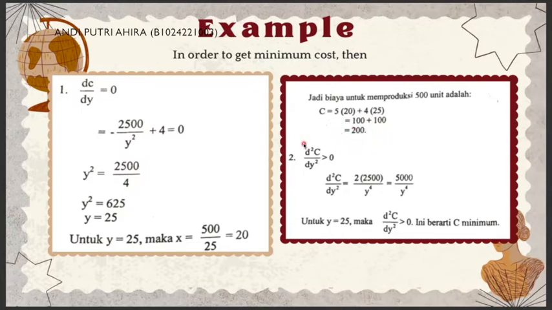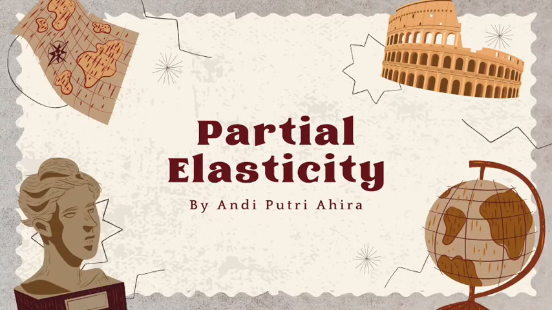And now the second order derivative must be bigger than 0. To prove that d squared C divided by dY squared is bigger than 0, we get 2 times 2,500 divided by Y to the fourth, because we multiply everything by 2, which equals 5,000 divided by Y to the fourth. So for Y equals 25, d squared C divided by dY squared is bigger than 0, which means that C is minimum.